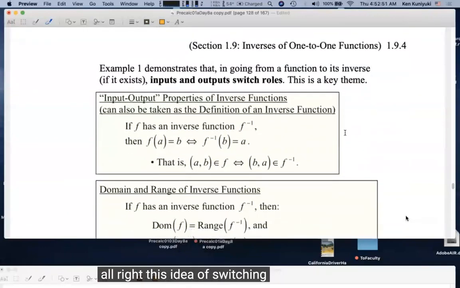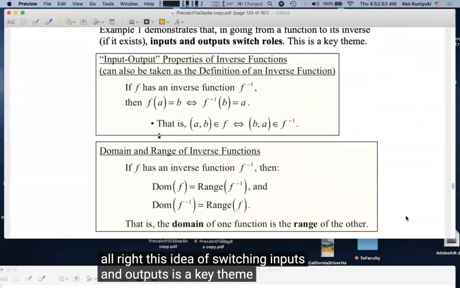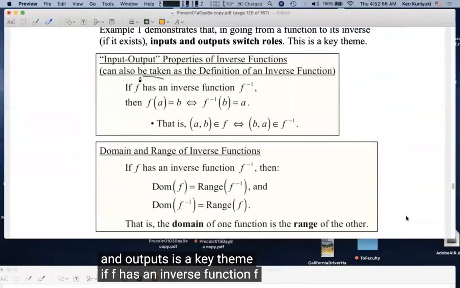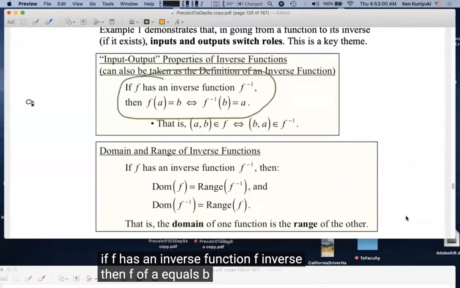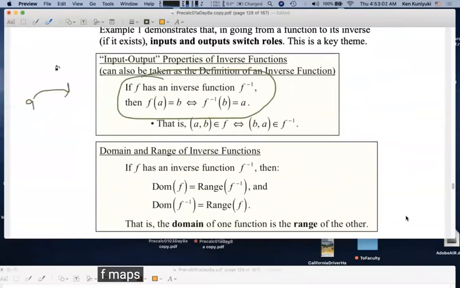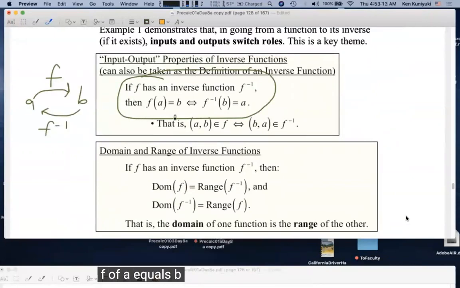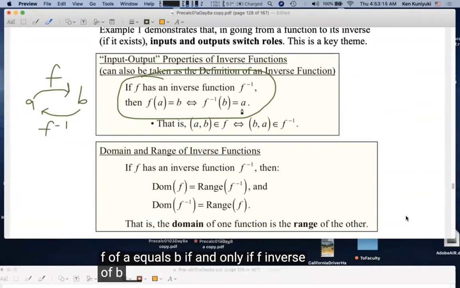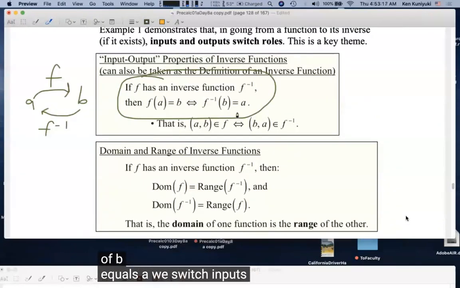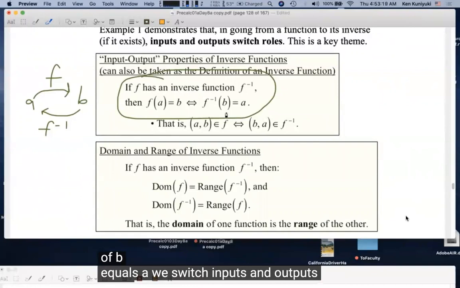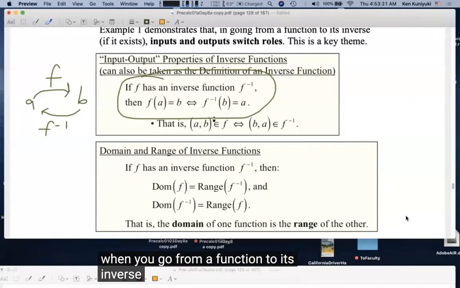This idea of switching inputs and outputs is a key theme. If F has an inverse function, F inverse, then F of A equals B, F maps A to B, if and only if F inverse maps B back to A. F of A equals B if and only if F inverse of B equals A. We switch inputs and outputs when you go from a function to its inverse.